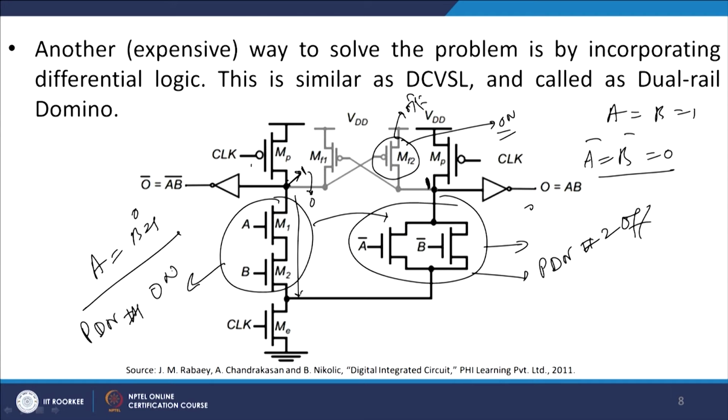When this is in the on state, it tries to pull the voltage from here back to the ground, because my clock is 1, ME is on, and therefore you have a direct path between this node and the ground, and therefore it falls down. As it starts to fall and crosses the threshold value of MF2, when MF2 is this transistor, then this switches on, and therefore this VDD which is kept here will try to charge up this node.